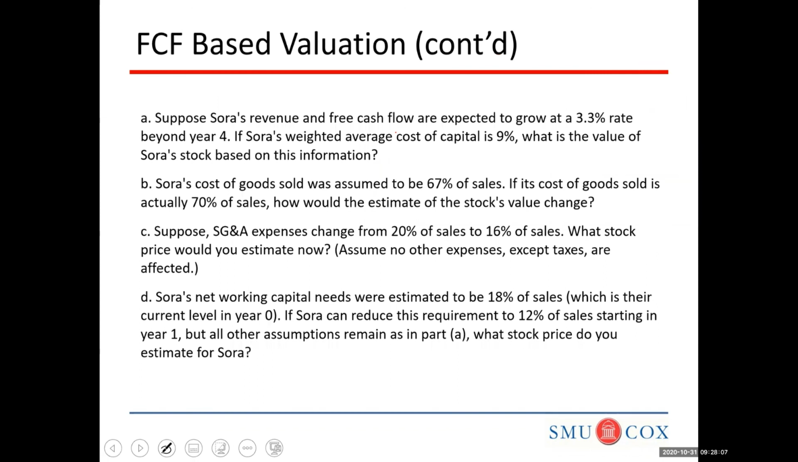So we'll have 4 parts. The first one is, suppose Zora's revenue and free cash flow are expected to grow at a 3% rate beyond year 4. So that goes into this terminal continuity value, right? So I call it the growth rate in perpetuity, which is 3%. If Zora's weighted average cost of capital is 9%, what's the value of Zora's stock based on this information?